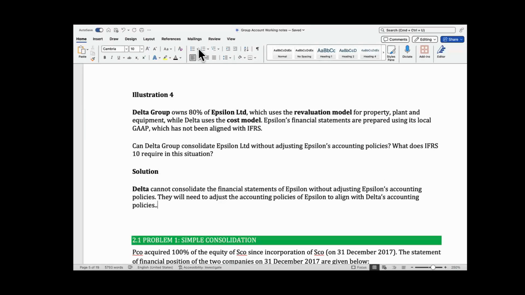It might even be more detailed, because I can see that this guy does not even use IFRS. This subsidiary, Epsilon, uses its local GAAP. That means they will even need to convert from that local GAAP to IFRS first, not just accounting policy. But because they are asking for accounting policy, let's just give them a very simple answer.